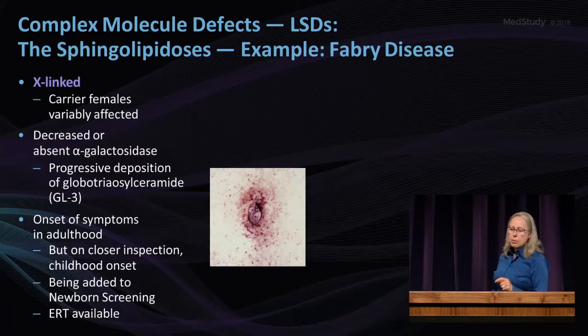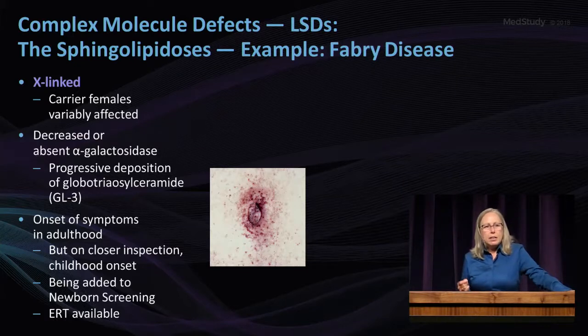The onset of symptoms is usually in adulthood. However, within normal limits, the WNL also means we never looked. So when you start actually looking, you can see childhood onset of these internal issues. And this is being added to newborn screening. Because of this, we can start to see the renal problems much earlier if we're looking for them. And we have an enzyme replacement therapy for it, so we can actually begin treatment and get better outcomes.